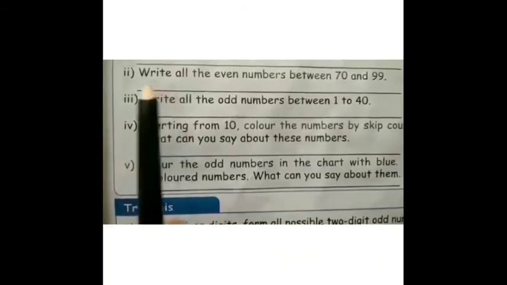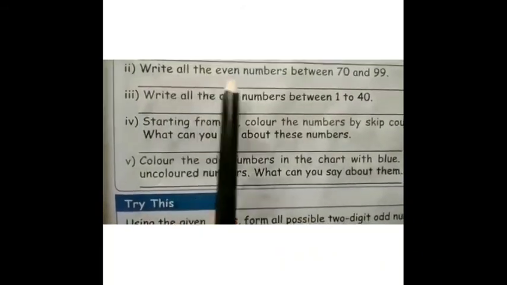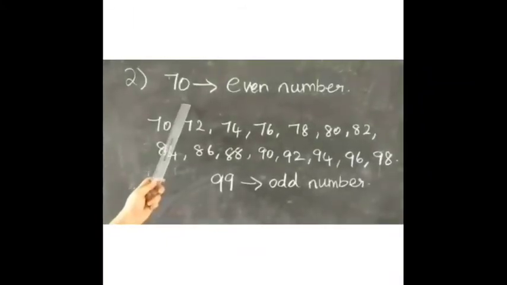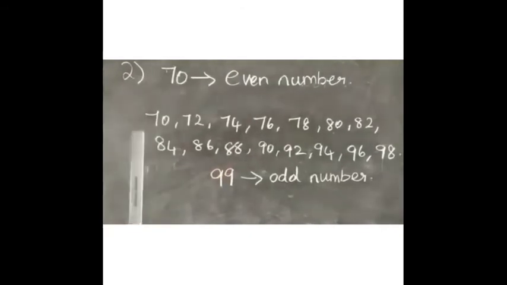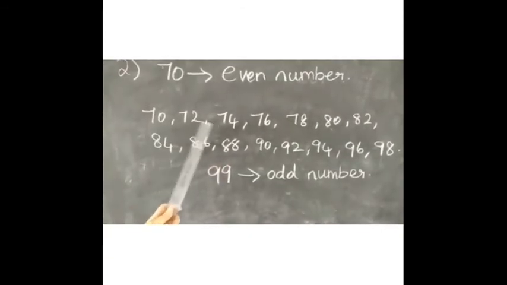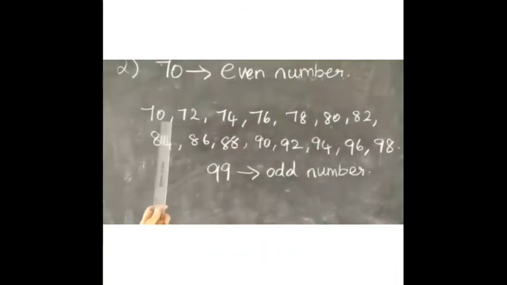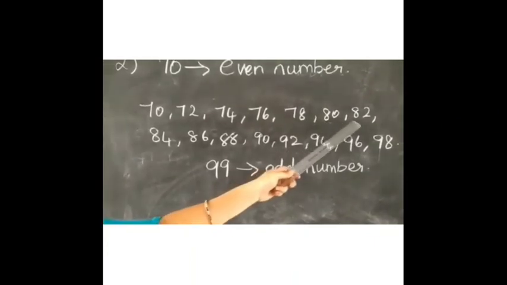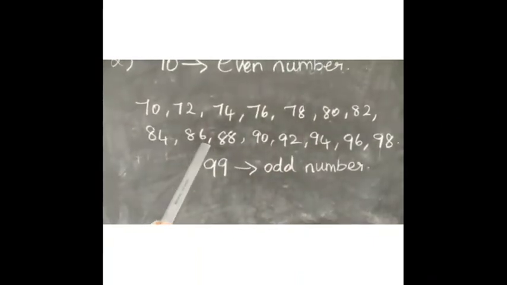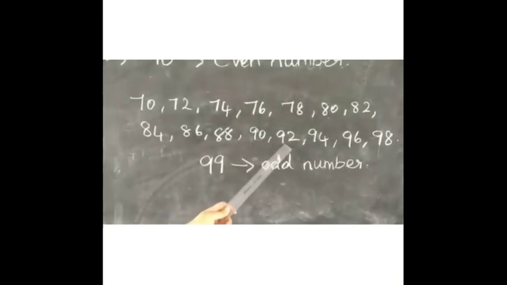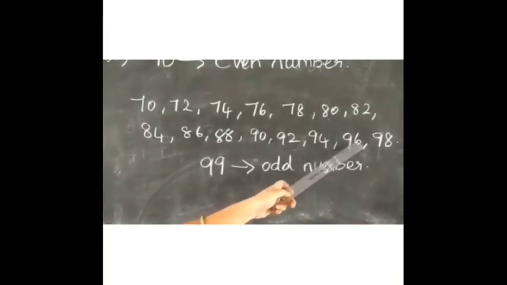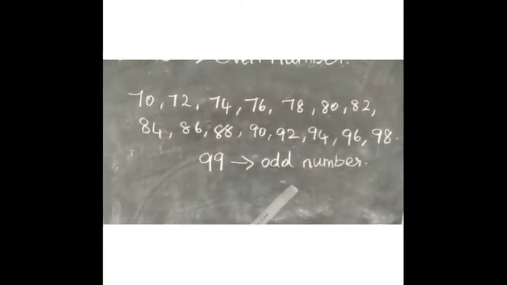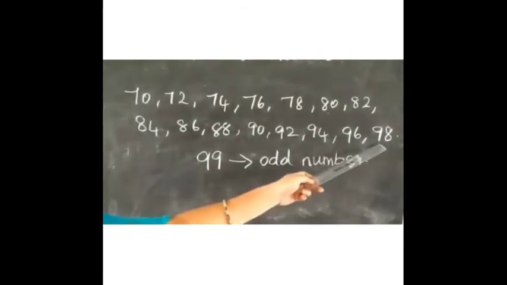Let us see the second one. Write all the even numbers between 70 and 99. 70 is an even number. So we can start from 70 and write the numbers alternatively. 70, 72, 74, 76, 78, 80, 82, 84, 86, 88, 90, 92, 94, 96, 98. 99 is an odd number. So we can stop up to 98.